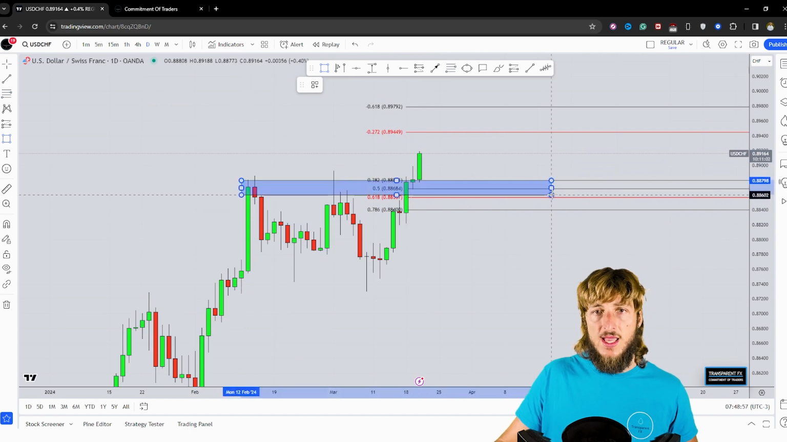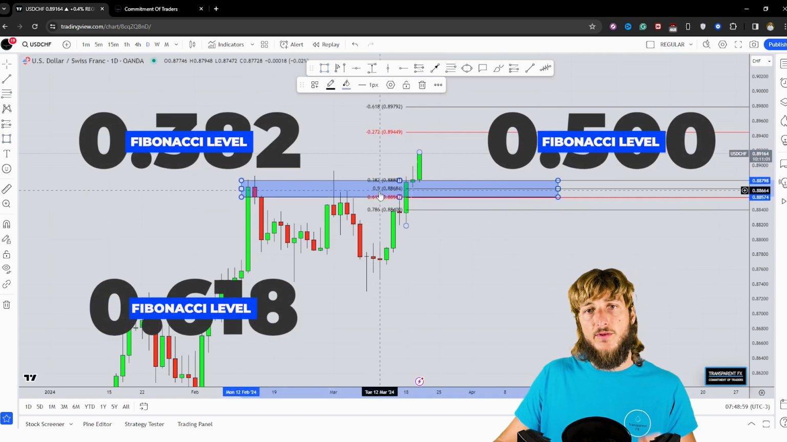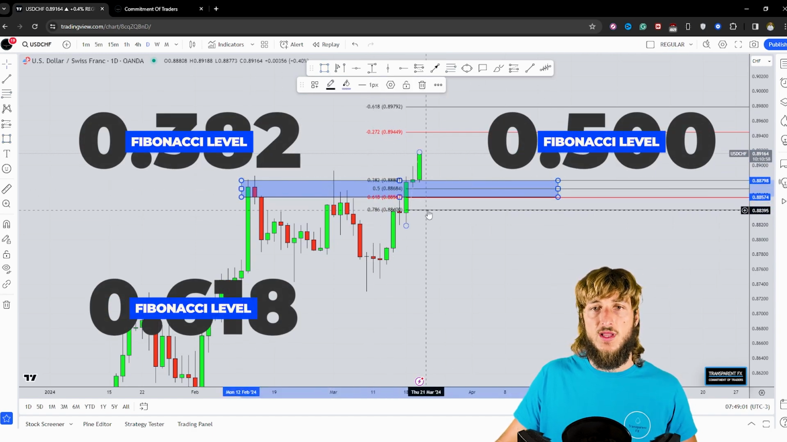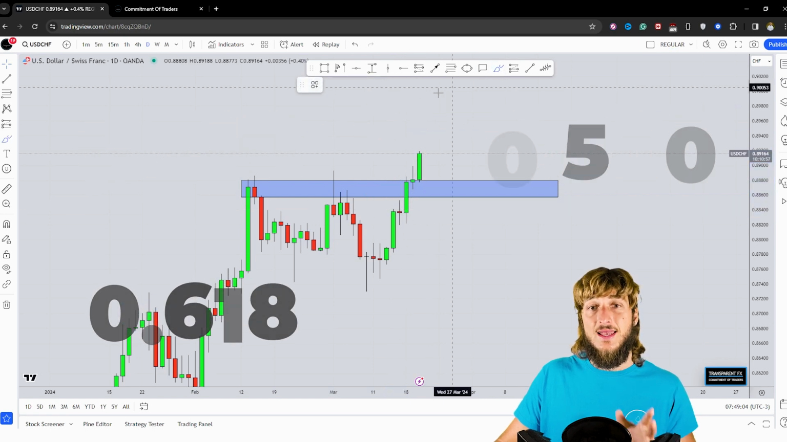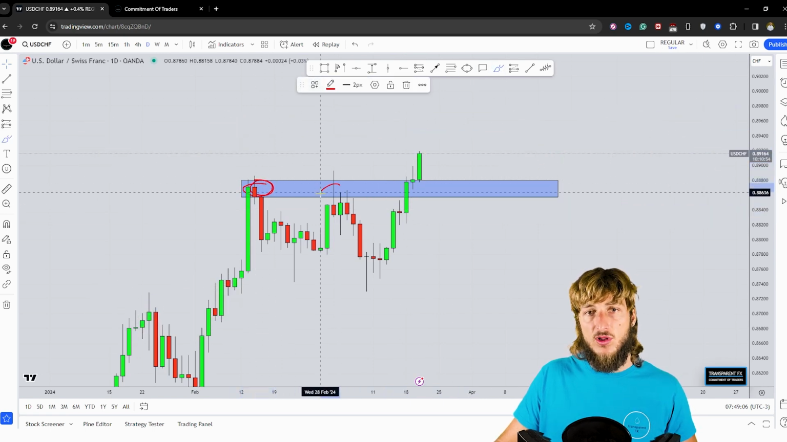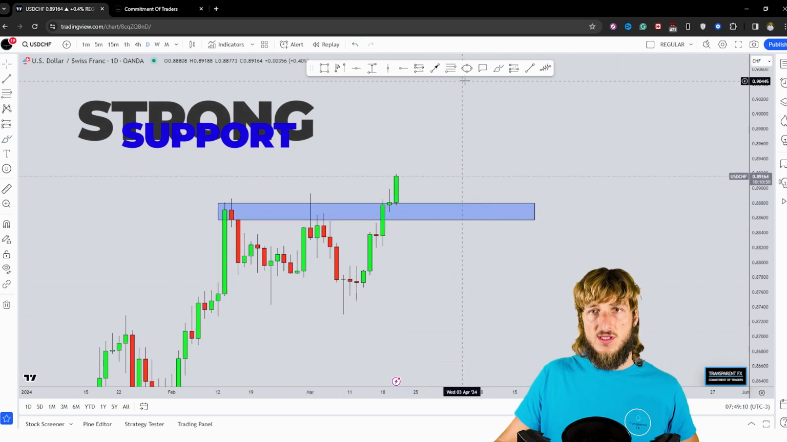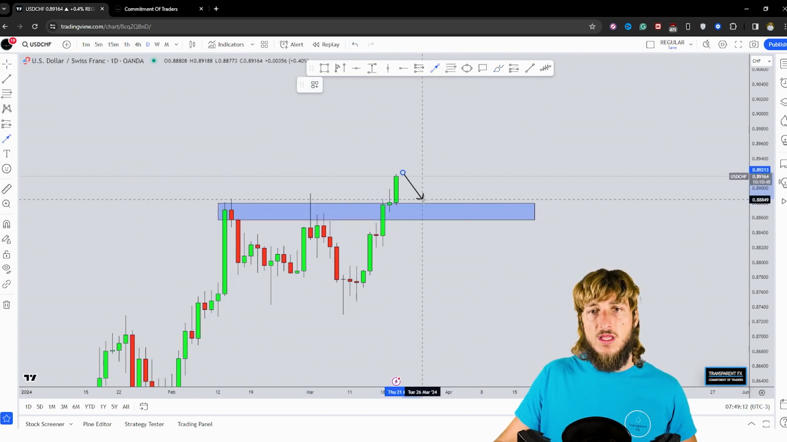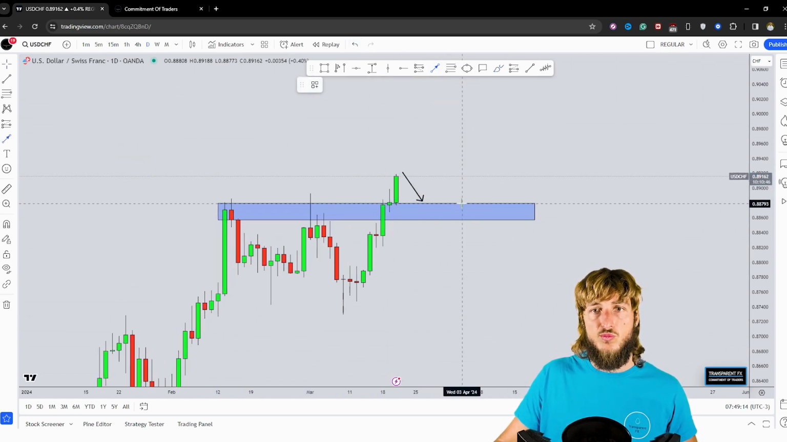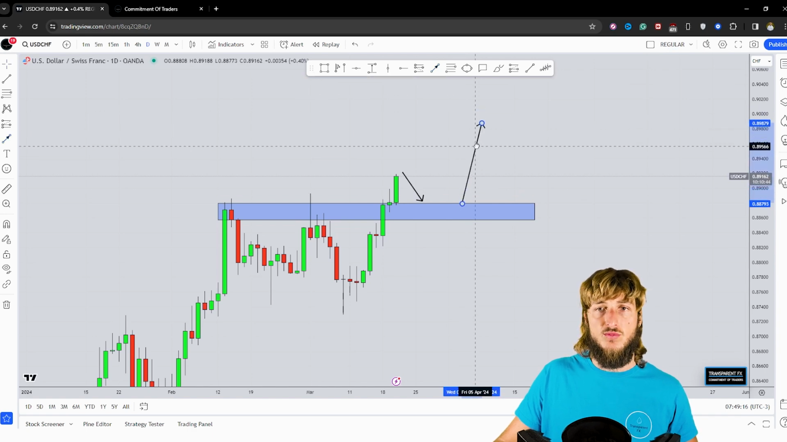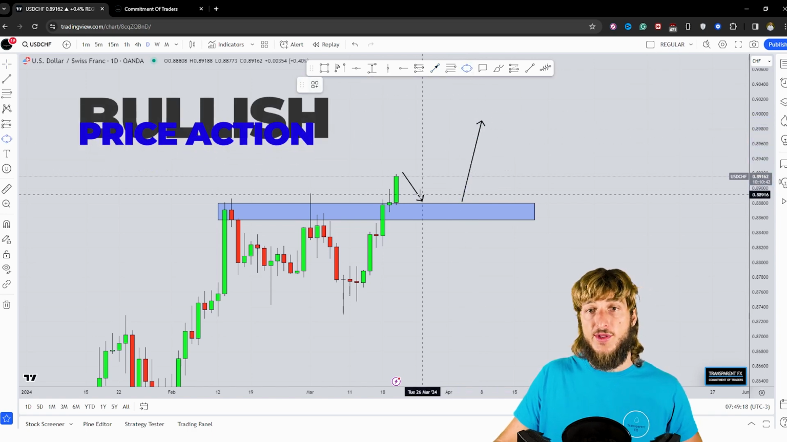And what we can notice is that we have the 0.382, 50% and 0.618 Fibonacci retracements lining up exactly with this previous level of daily resistance, which is now turned support here. So what we could expect in a situation like this is a retest of previous resistance turned support and then to see a potential push higher away from this zone.